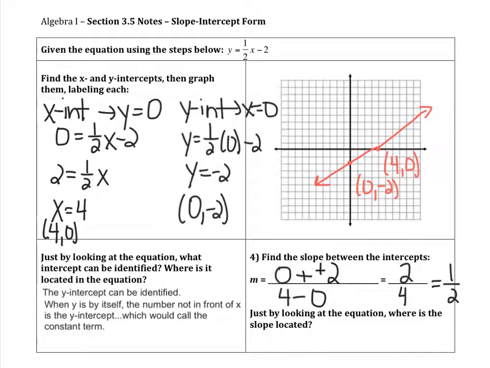Just by looking at the equation, where is the slope located? So looking back at the equation, we have y equals 1/2 x minus 2. We've already identified that the minus 2, or the negative 2, is the y-intercept. The 1/2 was the coefficient, the number in front of x, which ended up being our slope.